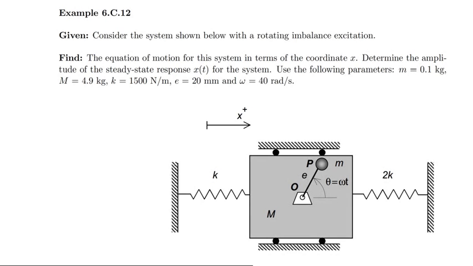Alright, so in this problem we have a mass system which has a rotating eccentricity on it, and we're asked to find the equation of motion for this system in terms of the coordinate x, given a little bit of information about the orientation of the imbalance and some parameters in the system.